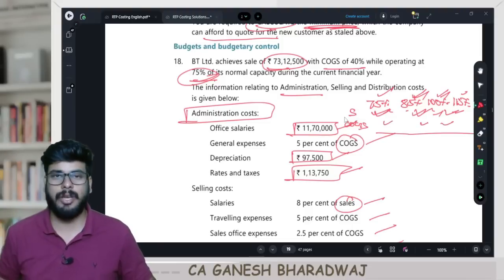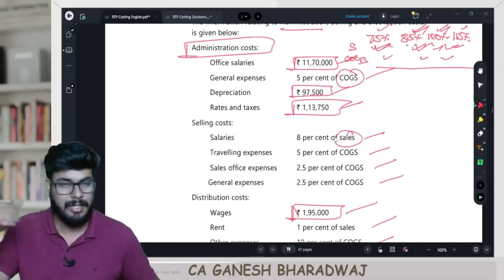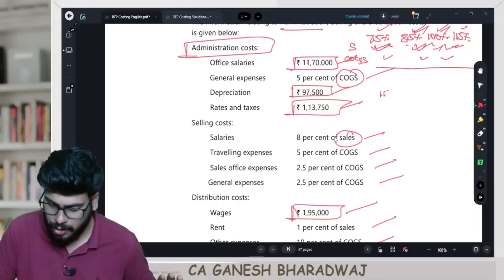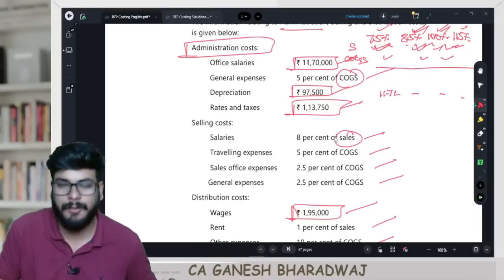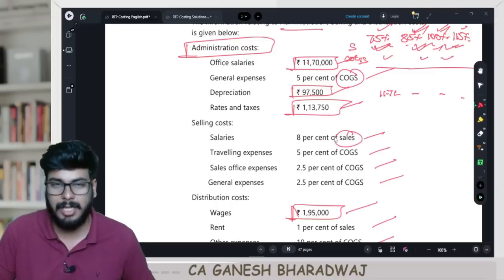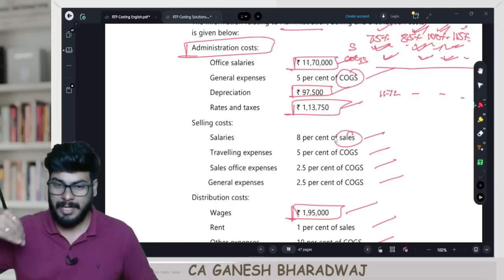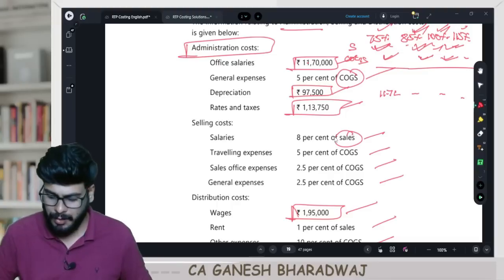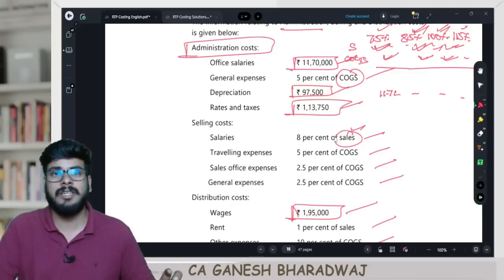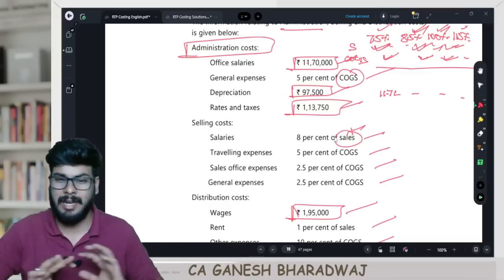You freeze these 2 figures, and then the remaining parts, you just need to write exclusive line item. For example, office salary, it's fixed at 11,70,000. It's going to be 11.7 lakhs for all the 4 levels of output. Are you clear with this? Whereas general expenses, what you need is 5% of COGS. So your level wise COGS is available. Just apply 5% on the respective level's COGS, you will arrive at these figures. Now, salesman salary, it's 8% on sales. Apply 8% on the respective sales figure, you will arrive at this. As simple as that, nothing great at all.